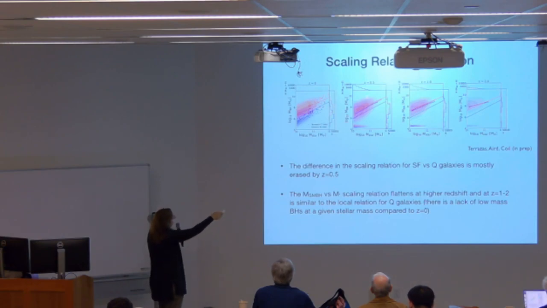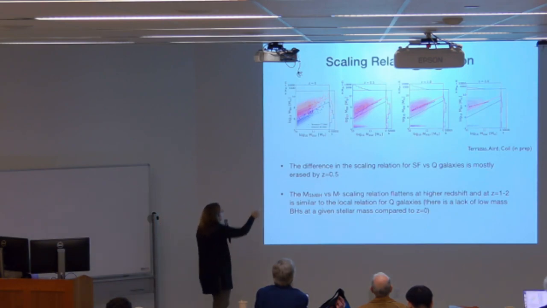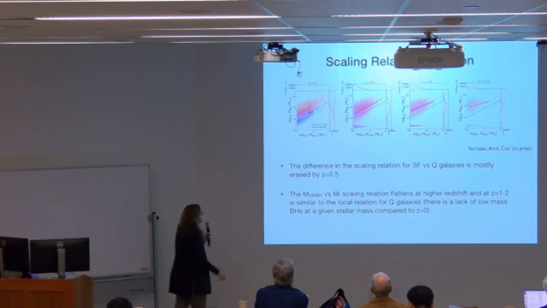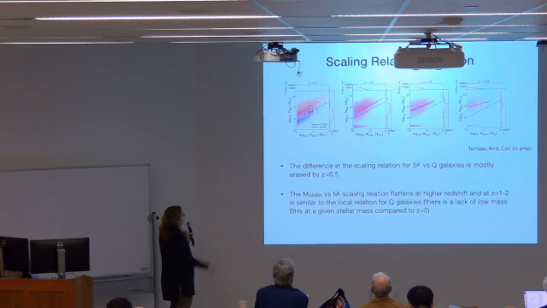So here's redshift 0, 0.5, 1, and 2. The lines here, again, are these observed redshift 0 relations. Those lines are the same, and all of these lines show our prediction at that redshift. So the first thing you'll notice is that the difference between the quiescent and star-forming population in this space is mostly erased by redshift even of a half, and it's even more gone at higher redshift.